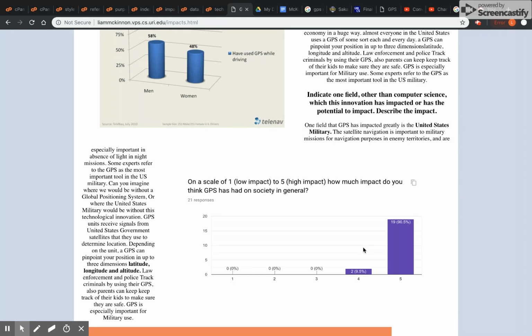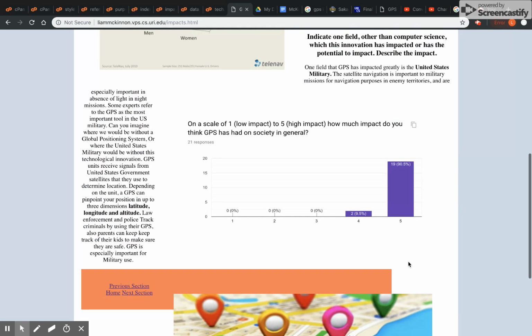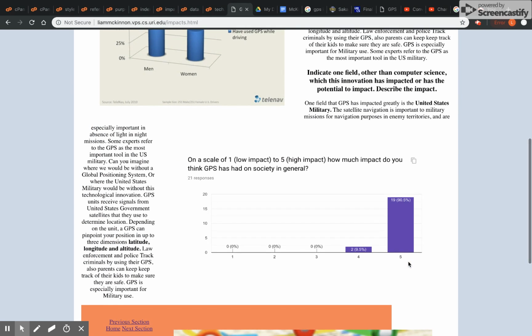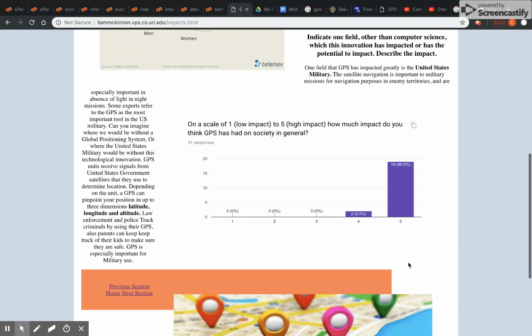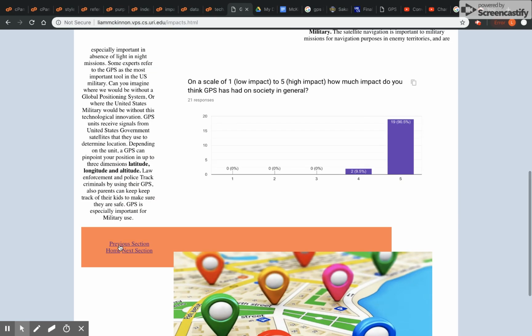And on over here, I have a scale graph that I used on Google Forms, and I asked the question, how much has a GPS impacted society in general? And 90% of the classmates in my class said 5, which is the highest answer, and I would have to agree on that, just because so many people use a GPS every day, and without them, we'd still be using maps or getting lost a lot more.